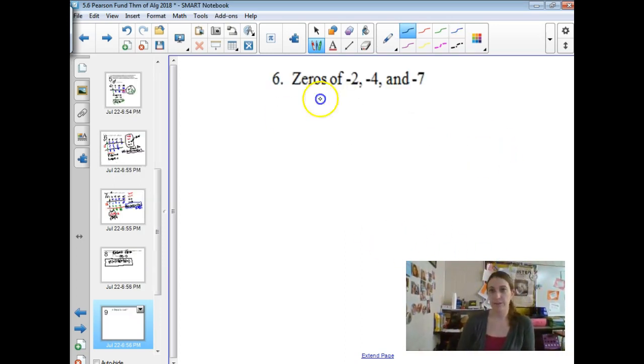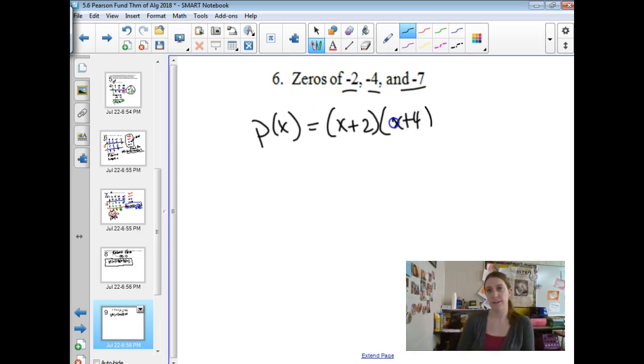So here, very similarly, -2, -4, and -7. If I leave it in factored form, I get x plus 2 as the factor, x plus 4 as the factor, and x plus 7 as the factor. So it's just a concept of going backwards.